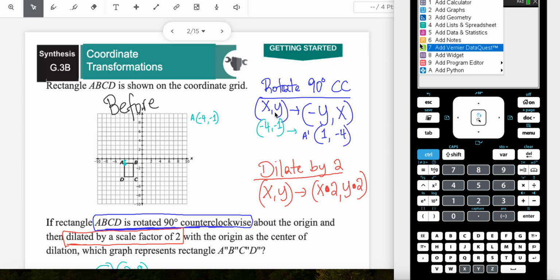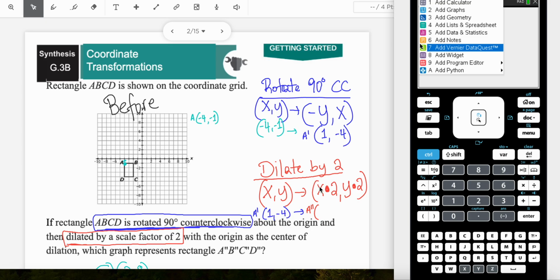So again, we flip it around, notice that the y changed. So my y right here, it was positive. Over here, it becomes negative. In this one, my y is negative. So over here, it would now be positive. So now we're going to take this A prime, which is 1, comma, -4. And we're going to dilate it to get A prime prime.